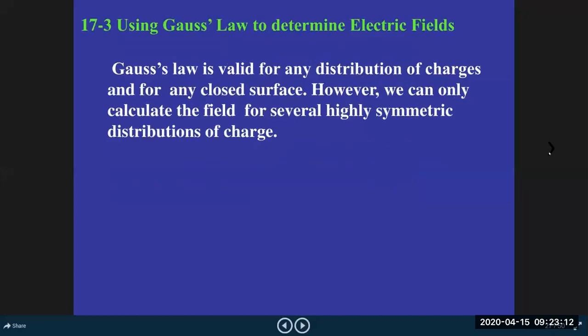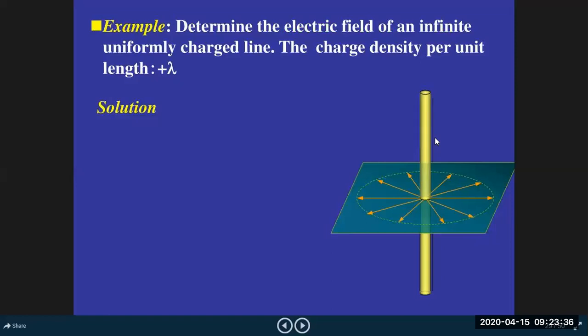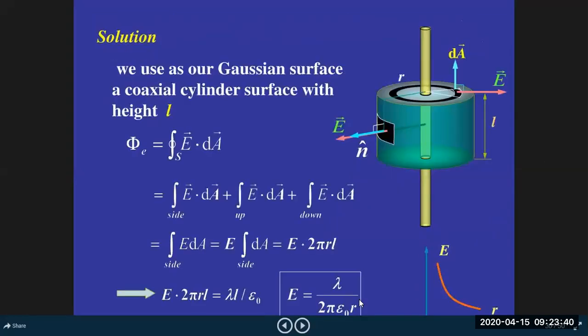Using Gauss law to determine electric field. This was also discussed in the last class. Gauss law is valid for any distribution of charges and for any closed surface. However, we can only calculate the field for several highly symmetrical distributions. So these are the steps for applying Gauss law to calculate electric field. This was discussed, and we plotted the graph like this.